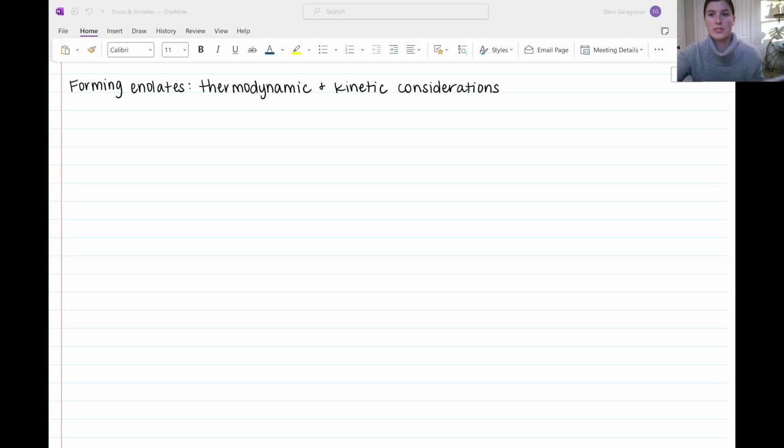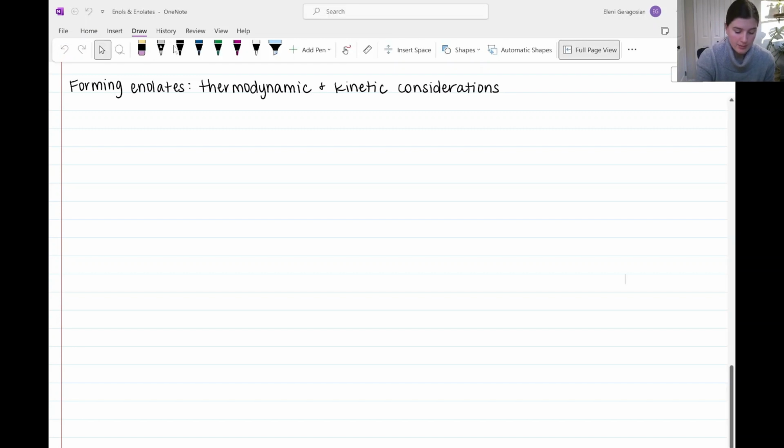In this video, we'll continue talking about forming enolate ions, but we'll consider both thermodynamics and kinetics. So for an asymmetrical ketone, there are multiple enolates that could form, and we'll see an example of that. And one may be the kinetic enolate, and the other would be thermodynamic.